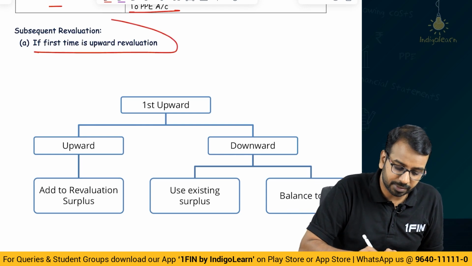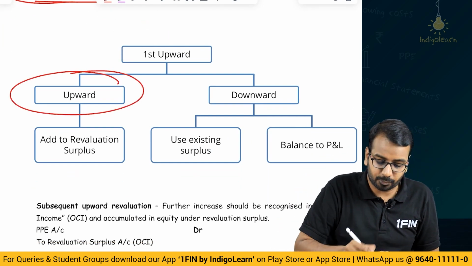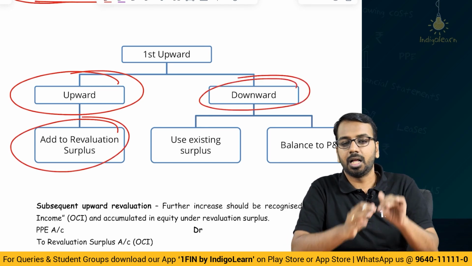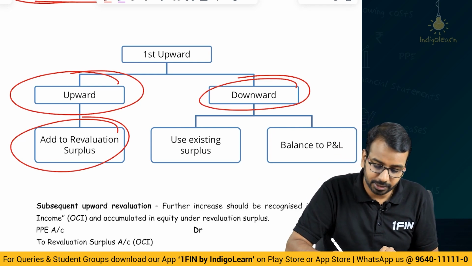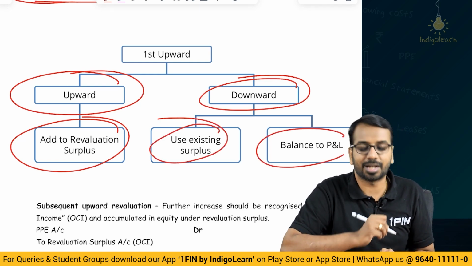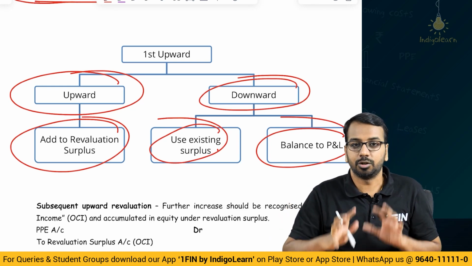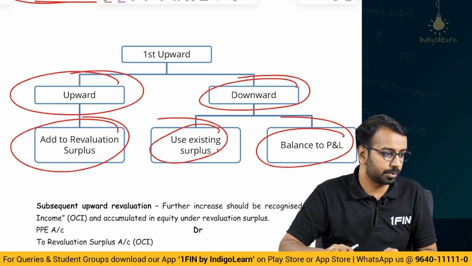Subsequent revaluation, that is where things become tricky. If the first time is an upward revaluation, and subsequently also it is upward, add to revaluation surplus. If subsequently it is downward, then whatever is available in the revaluation surplus for this asset, use the existing surplus and charge the balance to P&L. Please remember, this surplus has to be of that specific asset only. You cannot use other assets' revaluation surplus for this purpose.